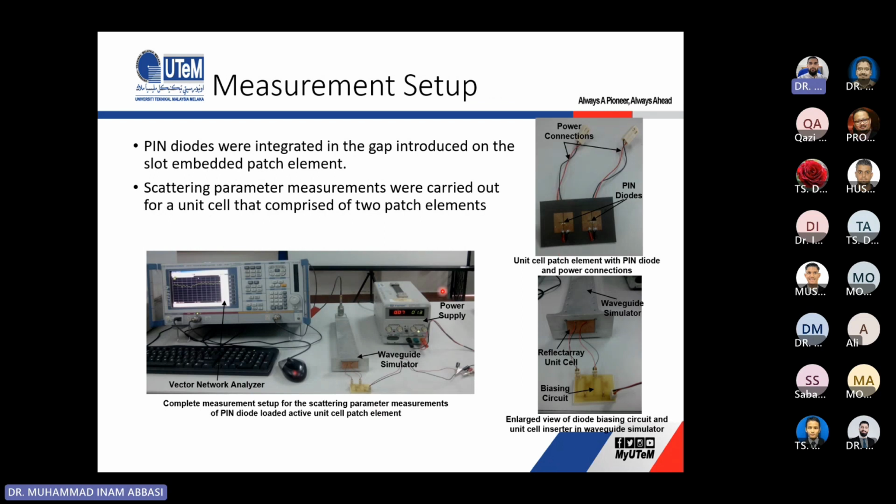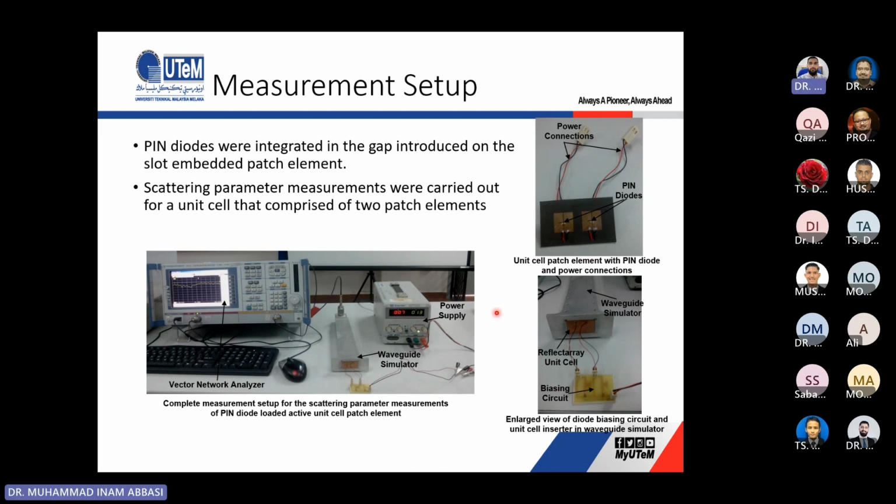Okay, so this is the measurement setup for the pin diode based design. We have the same design. We have a vector network analyzer connected with the waveguide, and this is our pin diode based design. There are pin diodes at the front of these unit cells, and we have our circuitry to switch on and off these pin diodes, connected with the power supply. This is our biasing circuit.